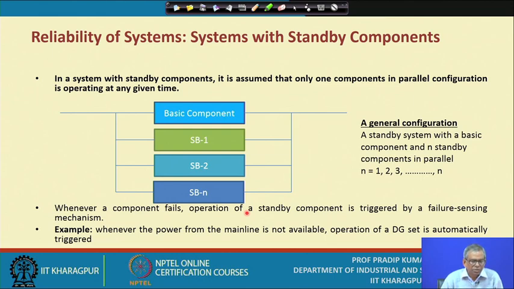Now, in a system with standby components, it is assumed that only one component in a parallel configuration is operating at a given time. That means there could be n number of components, but we assume that for the system to run, at least one component must run. So what is the configuration? You have the basic component, and you have added standby components, say first standby, second standby, and this way you can add the nth standby component.